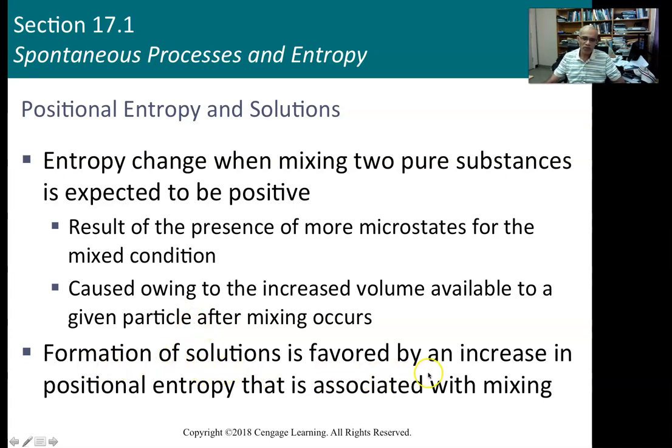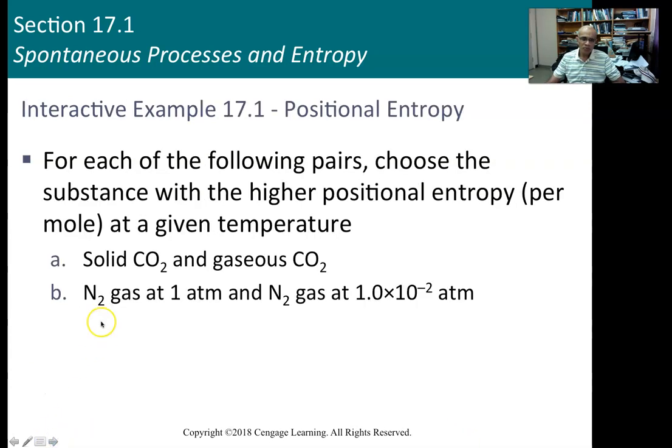So formation of a solution is favored by an increase in positional entropy, and that is associated with mixing. Now let's look at these two examples here. First one, choose the substance of higher positional entropy: solid carbon dioxide or gaseous carbon dioxide. I think this one should be obvious, because in solid carbon dioxide you have less positional probability and less positional entropy. So in other words, the entropy of the solid will be a lot less than that of gaseous carbon dioxide.